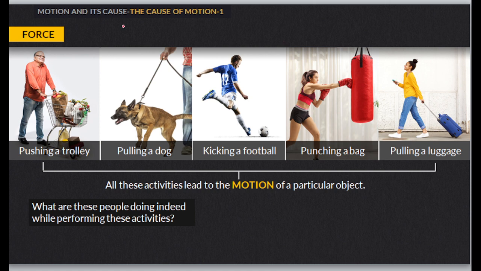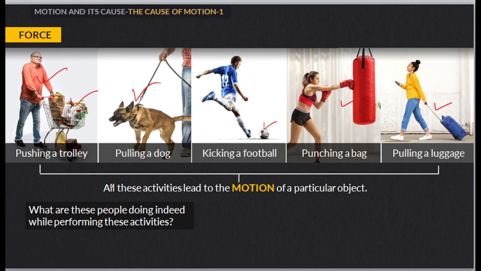So let's start. We can see there are many pictures, and in each picture we can see that this person is pushing a trolley, this person is pulling a dog, this player is kicking a football, she is punching a bag, and here she is pulling a luggage. So, in all these activities, what are these people doing? What are the activities they are performing?